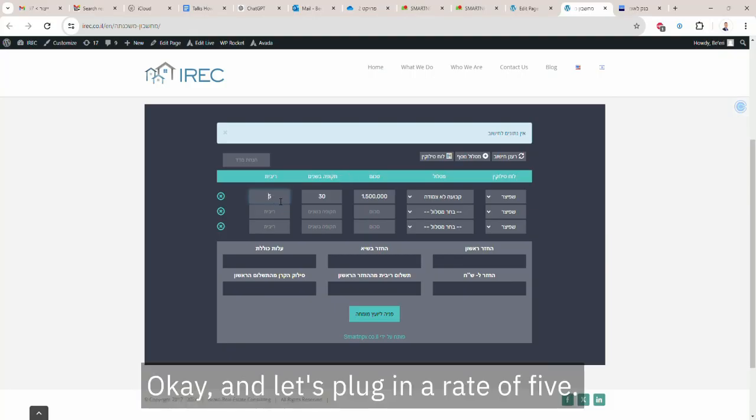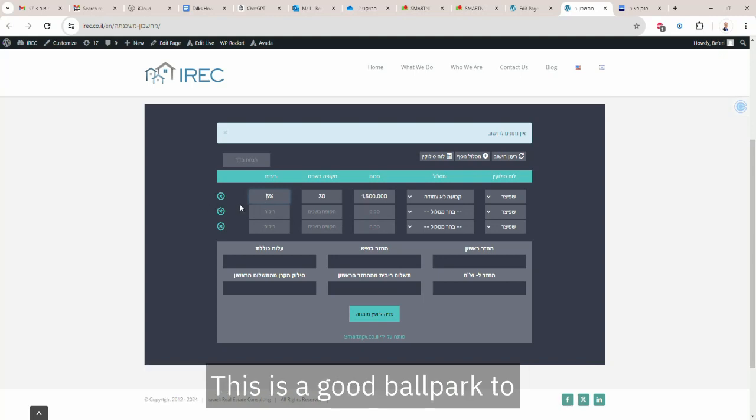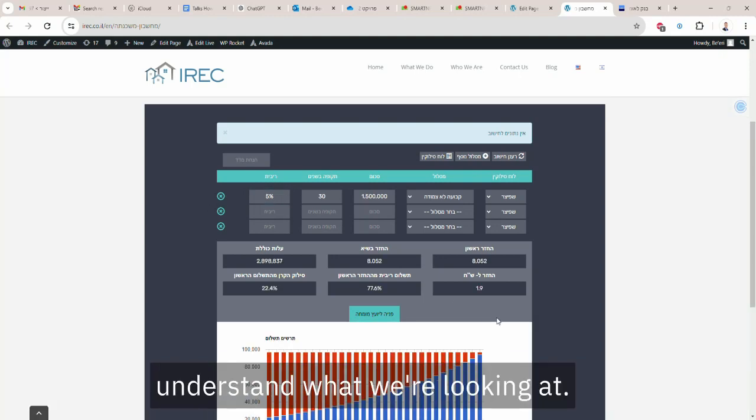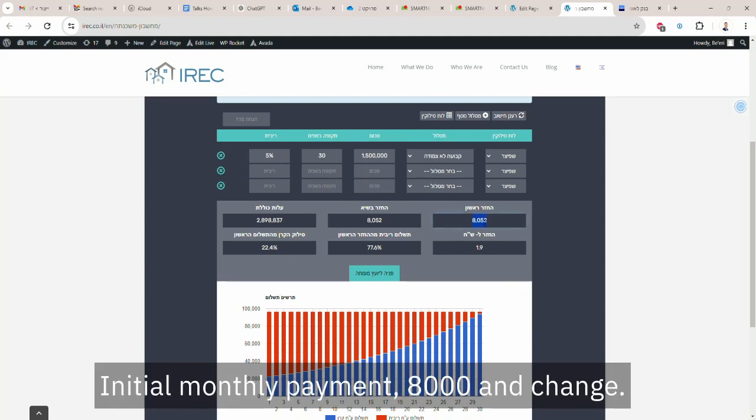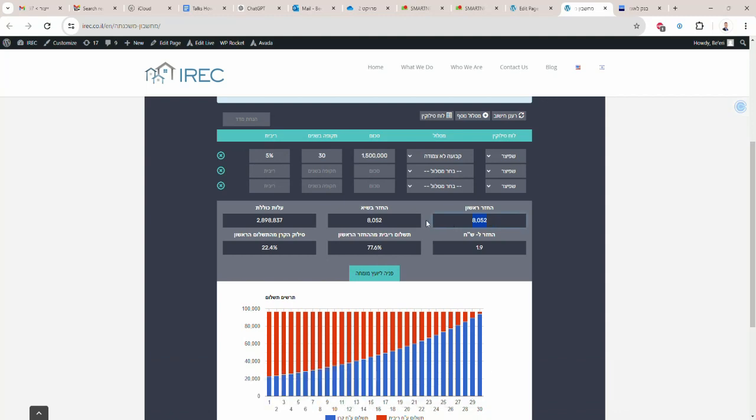Okay, and let's plug in a rate of 5. This is a good ballpark to understand what we're looking at. And you see, the calculator already gave us some answers. Initial monthly payment, 8,000 and change.